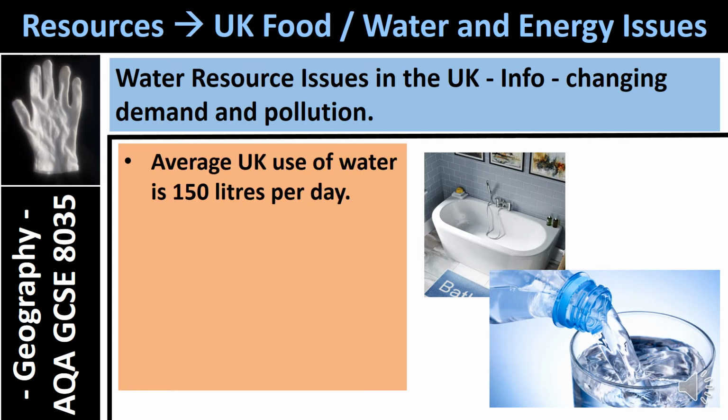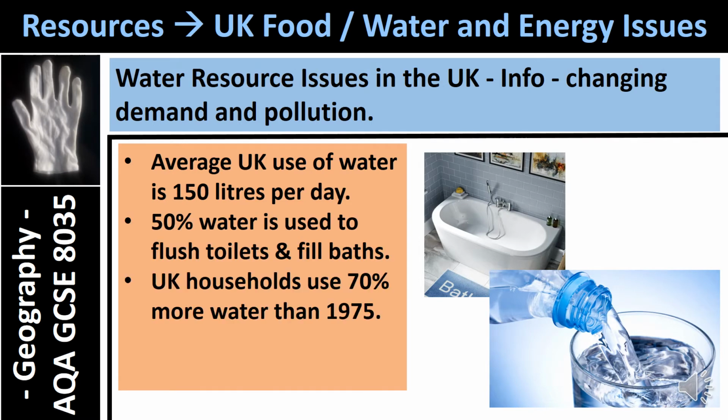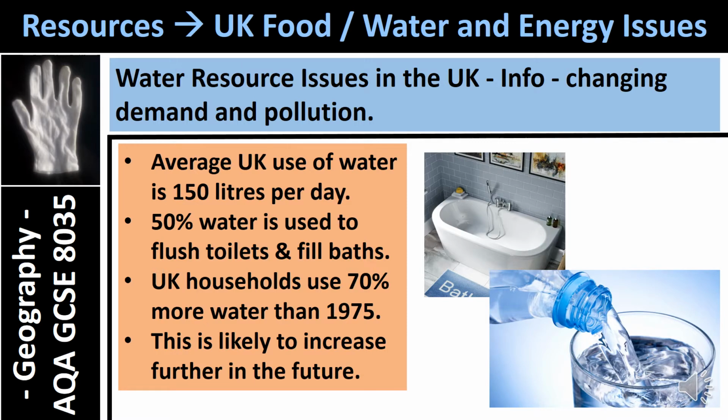Average UK use of water is approximately 150 litres per day per person. 50% of this water is used to flush toilets and fill baths. UK households now use 70% more water than they did in 1975. This is likely to increase further in the future. It has been shown that as a country develops, its demand for water also increases.